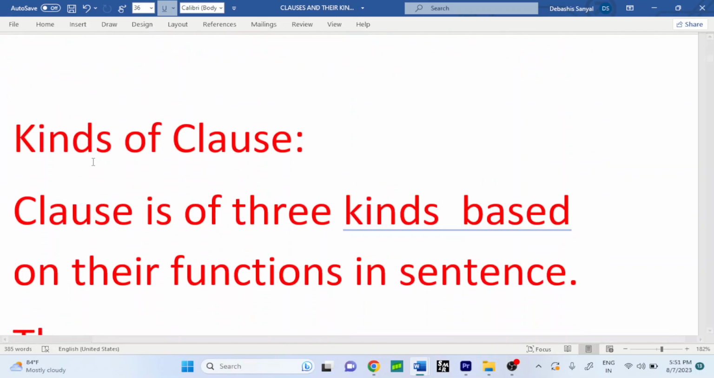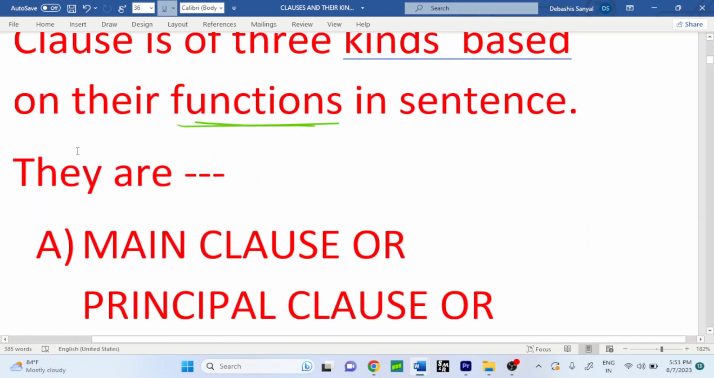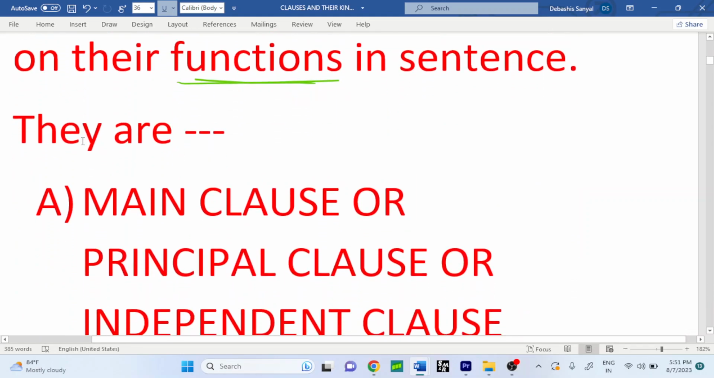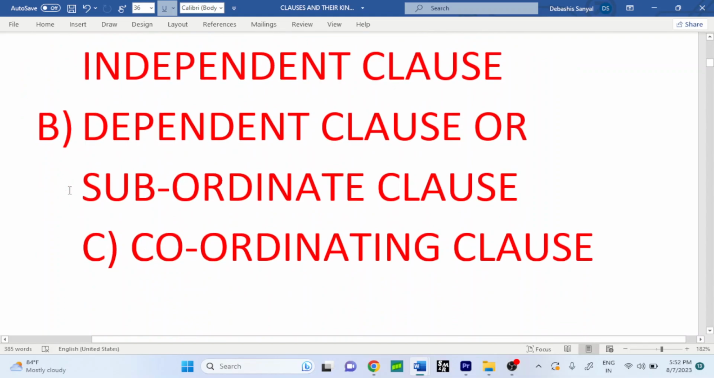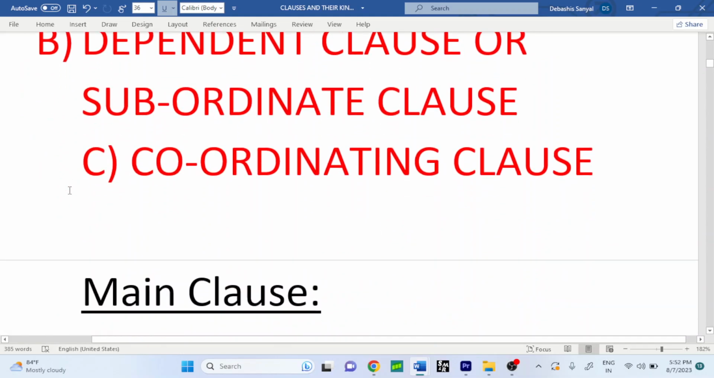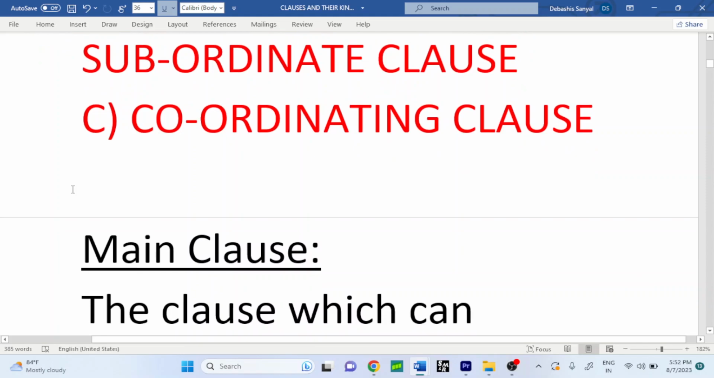Okay. Kinds of clause. Clauses are of three kinds based on their functions, as they work in a sentence. Based on the function of clause, we can divide clause into three categories. The very first one is main clause or principal clause or independent clause. Next one, dependent clause or subordinate clause. And the third one is coordinating clause.